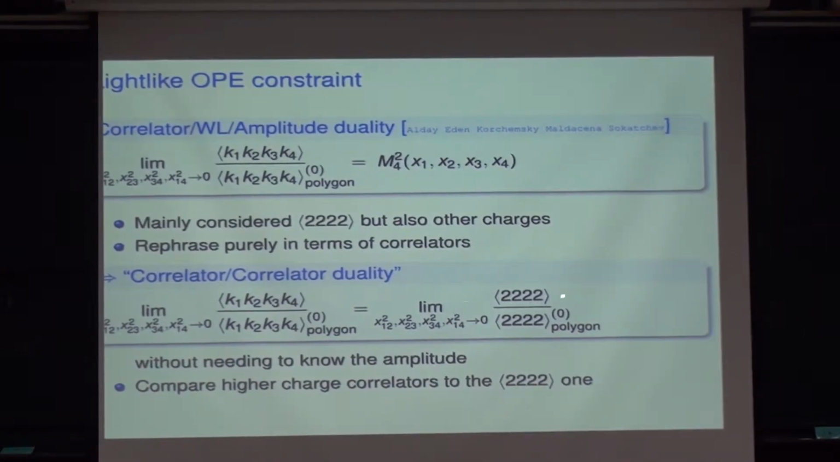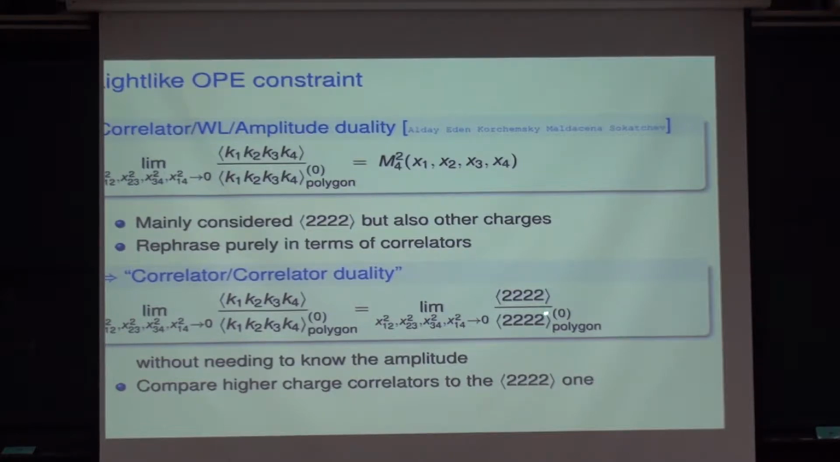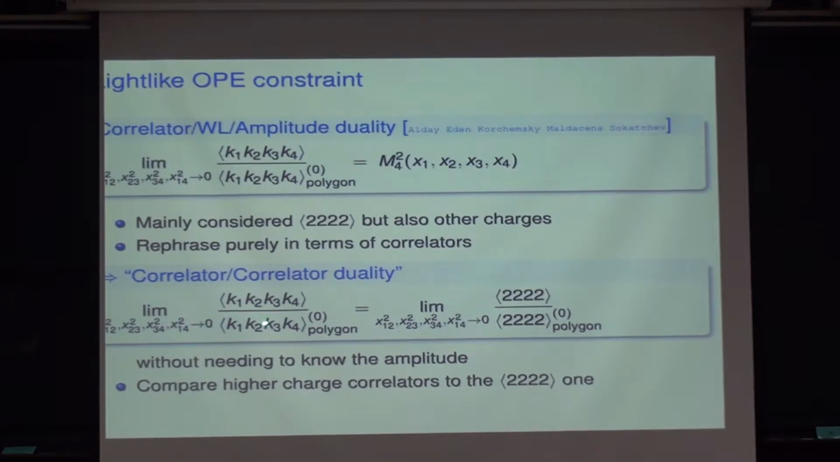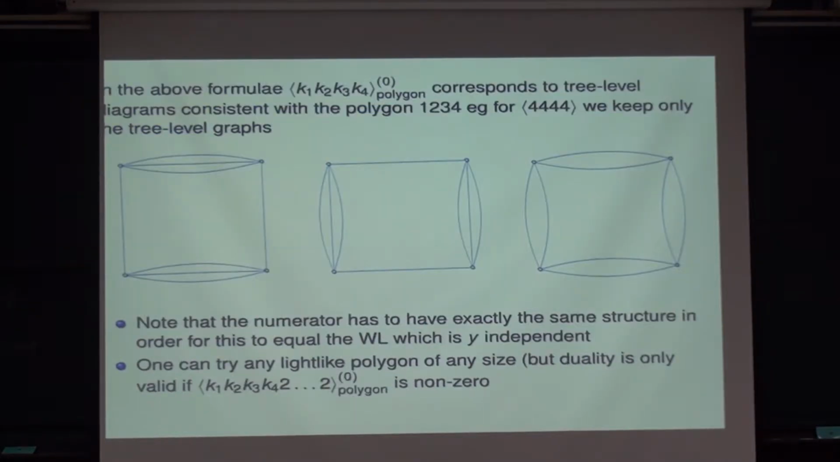So here we just have a relation between a known correlation function and some unknown correlation functions, and we use that to fix a lot of coefficients. Oh, there's the diagram. That's just to define what I mean by the denominator here, because I basically mean the diagrams that live in the square.